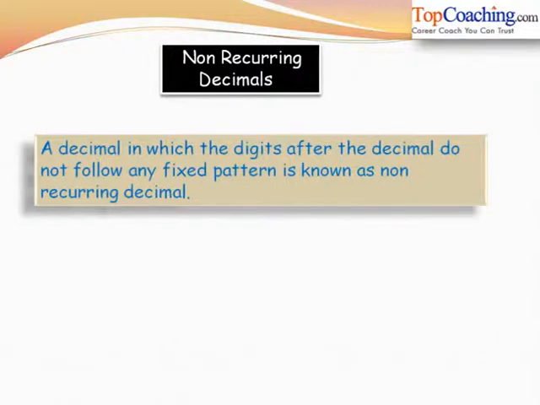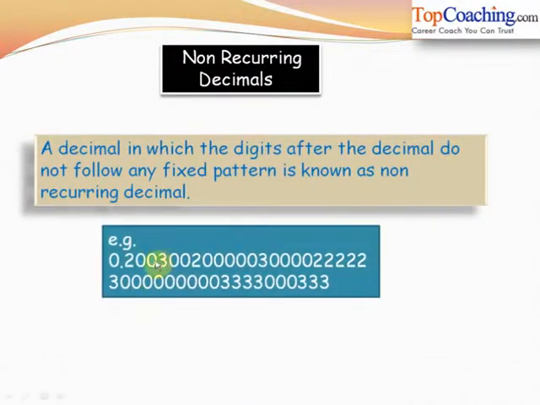So any decimal representation in which the digits after the decimal do not follow a fixed pattern or they are not periodic, such decimal numbers are known as non-recurring decimals. For example, if we consider this number 0.20030020003 and so on, here we clearly see that there's no fixed pattern. So these numbers are in a haphazard manner. They do not reflect a fixed pattern, and that is why this is an example of a non-recurring decimal.